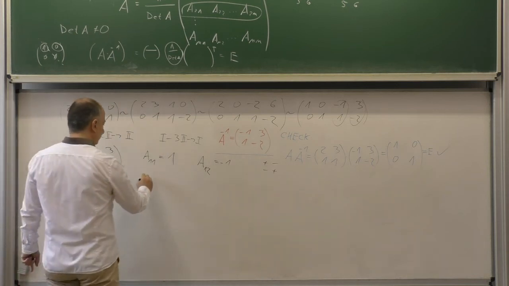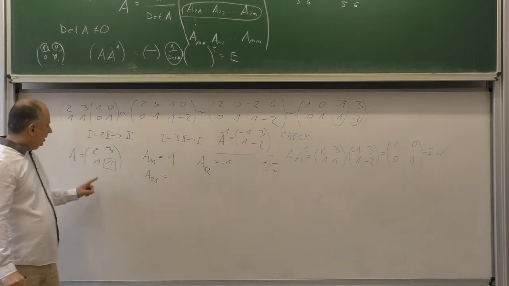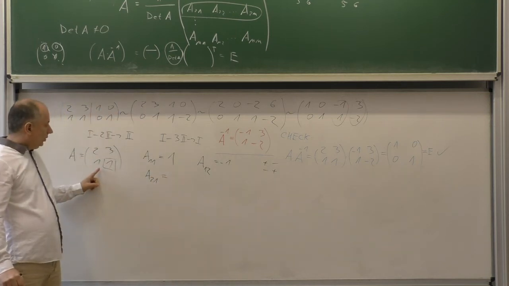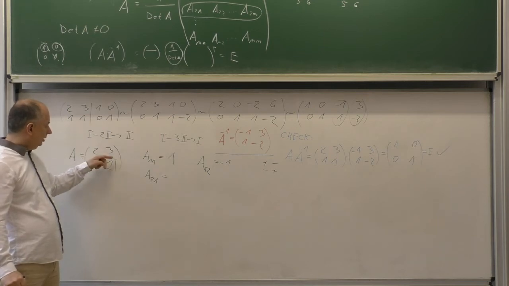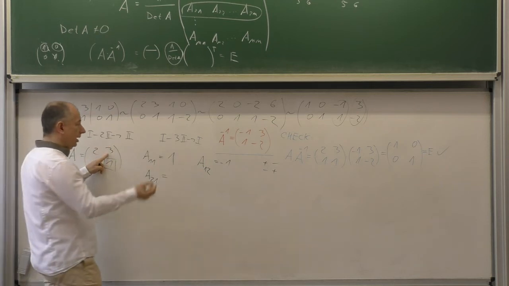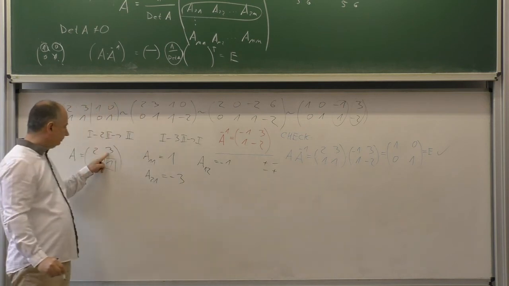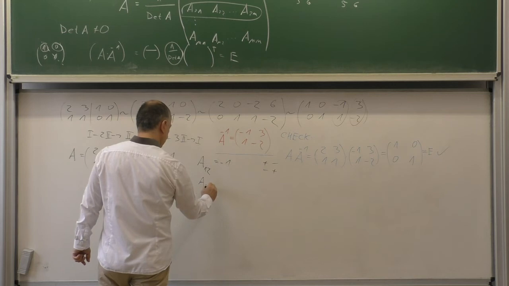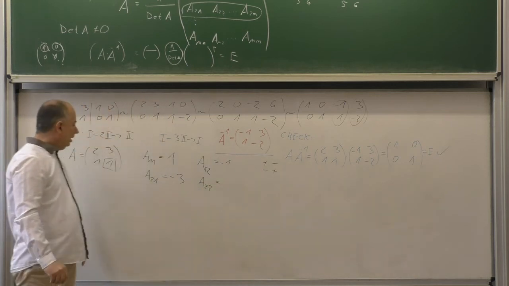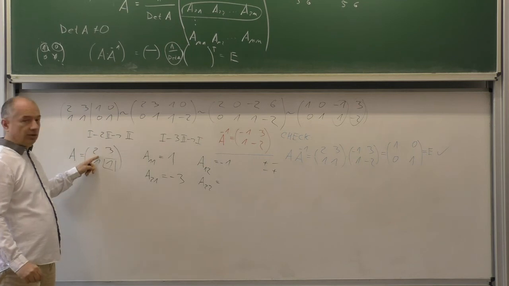The cofactor A21 is found this way. We cancel row number 2, column number 1, and we consider this as a determinant, which is 3, and we multiply by minus, so we have -3. And finally, the cofactor A22: we cancel the second row, the second column, and the determinant of this is 2.